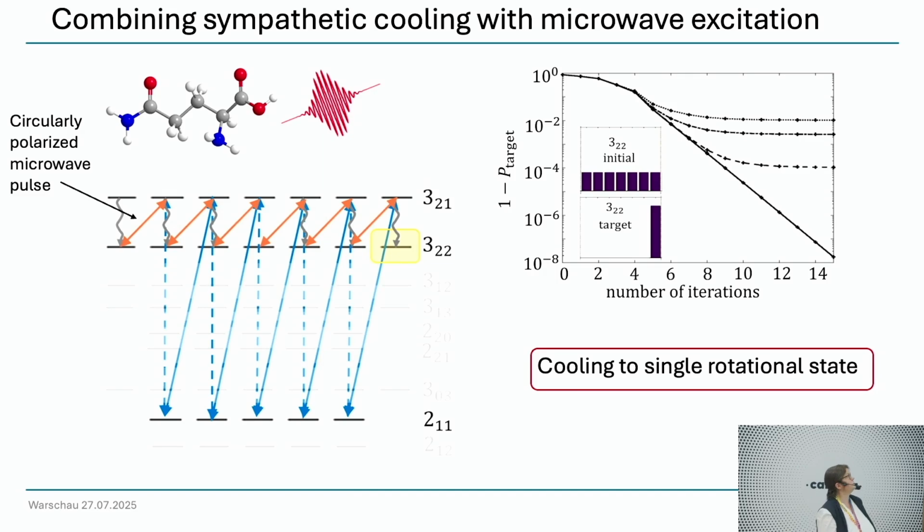We've also found a microwave protocol to do this. This requires two colors, or two microwaves with two different frequencies. And we need a circularly polarized microwave field that drives on the same transition where we have the cooling, so that we can drive all those degenerate states to the single rotational state.